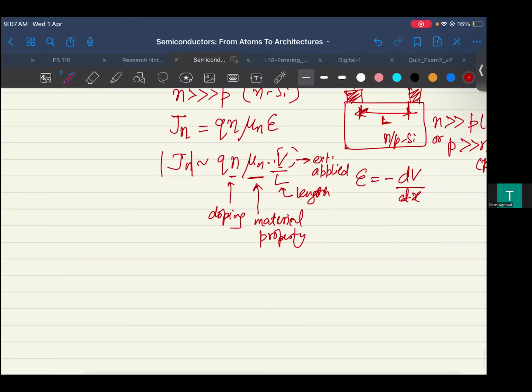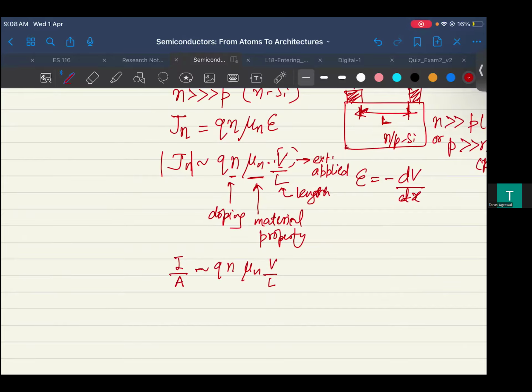So now in this scenario, if I were to calculate J, I could expand it also as current divided by area. So this would become equal to q n mu n V by L. And the whole thing basically looks like I is proportional to V.